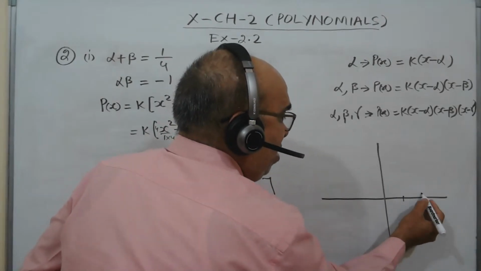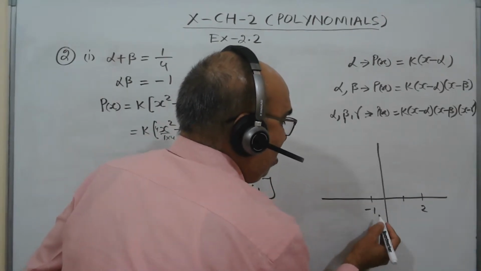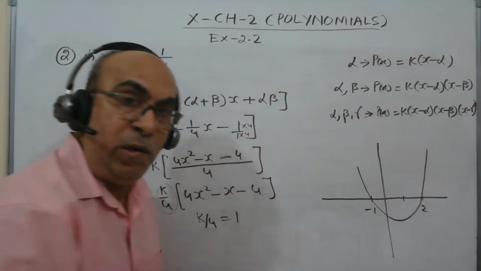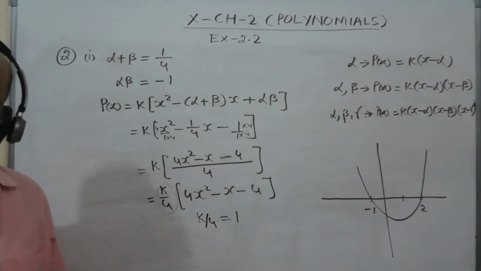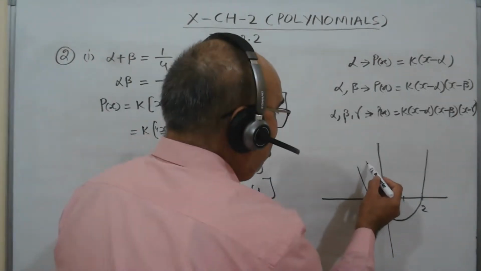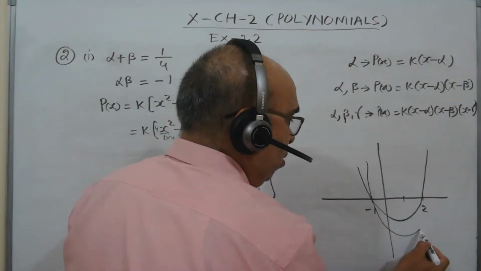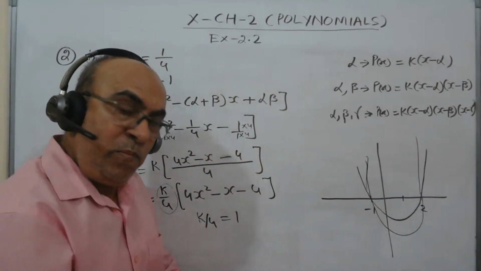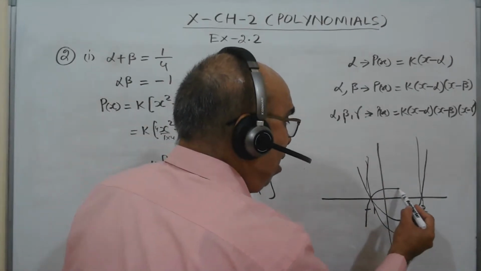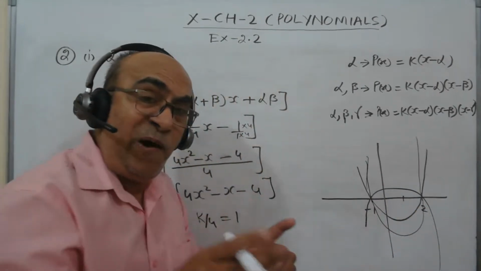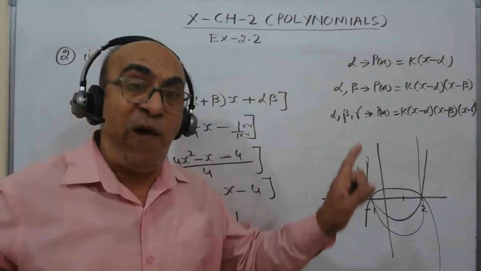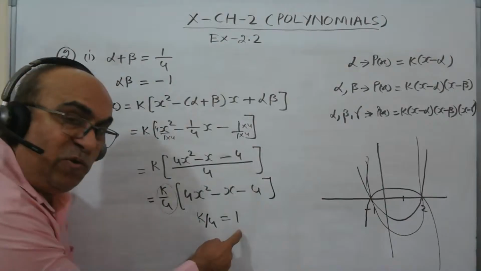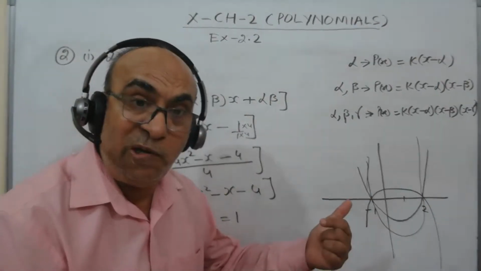Suppose this is 1, this is 2, and this is minus 1. This is a polynomial whose zeros are minus 1 and 2. I can draw another graph. What will be the zero of the second graph? The same. I can draw another graph like this. It means for the same zeros, there are infinitely many polynomials. So here we are taking k equal to 1. It means we are writing the first polynomial.